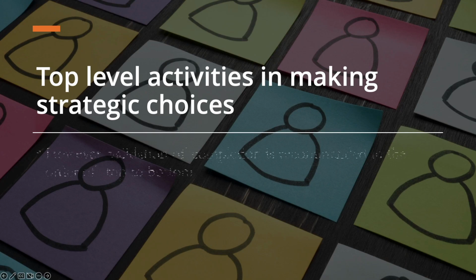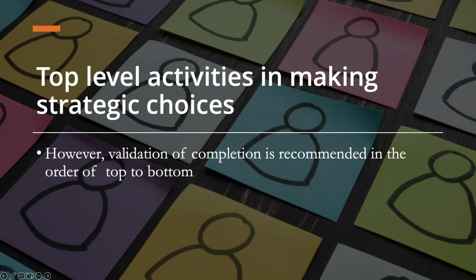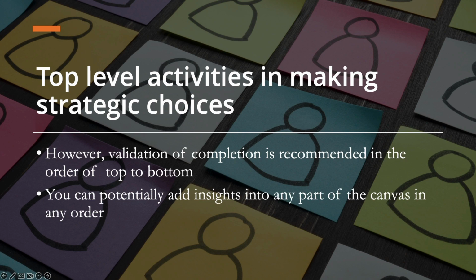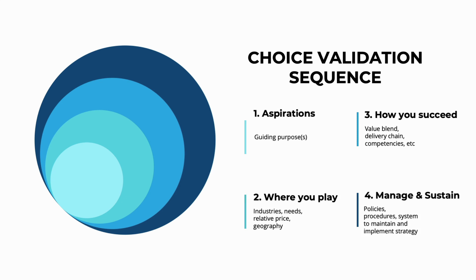Potentially you can add insights into any part of the canvas at any time. But in terms of validating completion, as you complete your aspirations, you want to validate that your where to play is supportive of your aspirations. Then as you do your how to succeed, you want to validate that it supports your where to play and your aspiration. And finally, when you sustain your strategy, you want to make sure you've got the policies and procedures in place to do that.